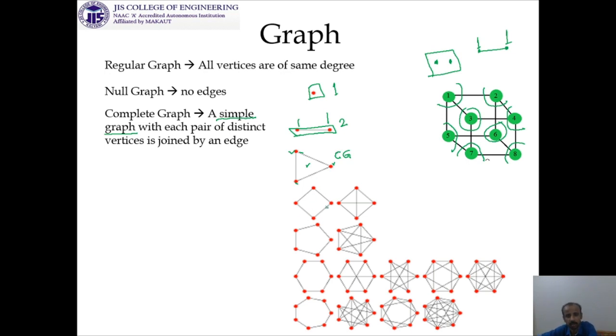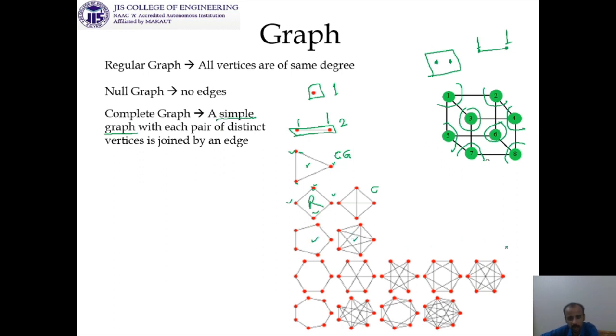Now take this one. There are four vertices. This pair is okay. This pair is okay. But this pair is not. So it is a regular graph, but it is not complete. But if you have to make it complete, you have to convert it in this way, and that is a complete graph. Similarly, for 1, 2, 3, 4, 5 vertices, it is regular, but it is complete.